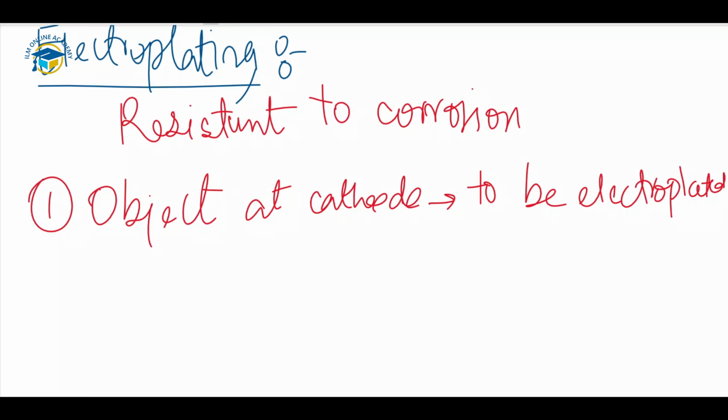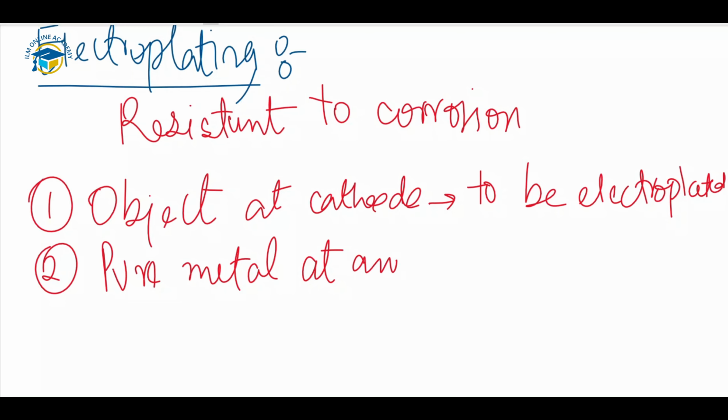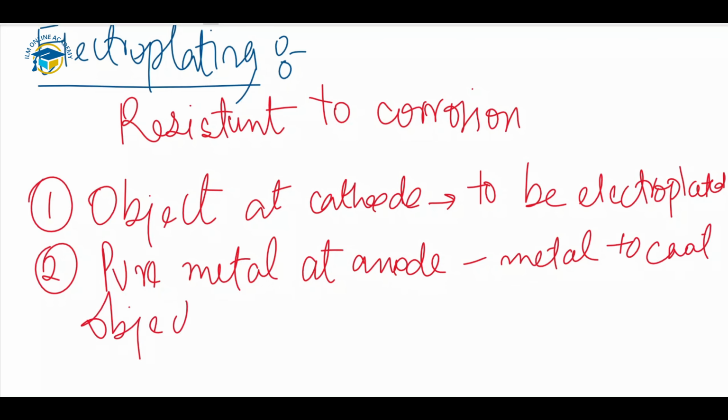The second one is to place the pure metal at the anode. Mostly we have a sheet or a rod of the pure metal placed at the anode. This is the metal that will coat the object at the cathode.